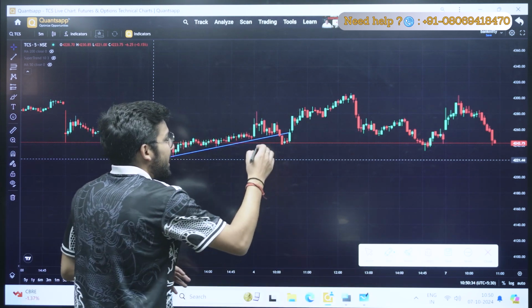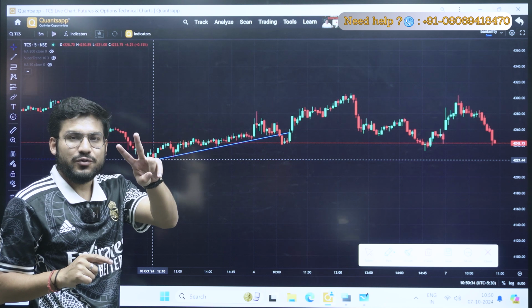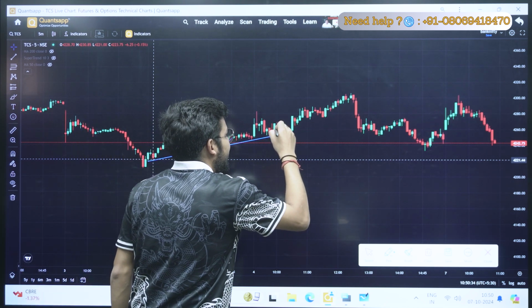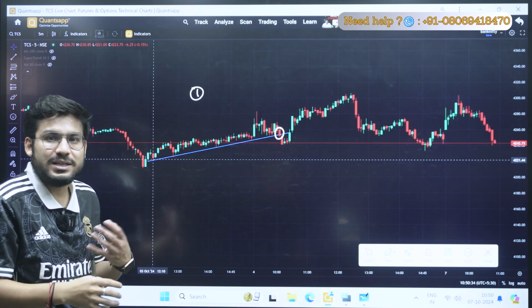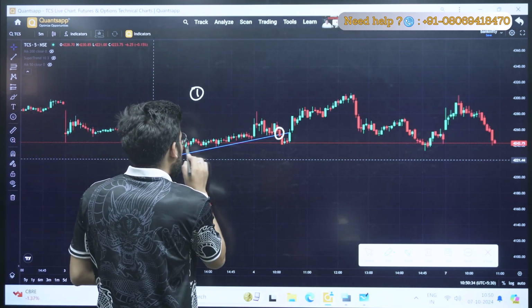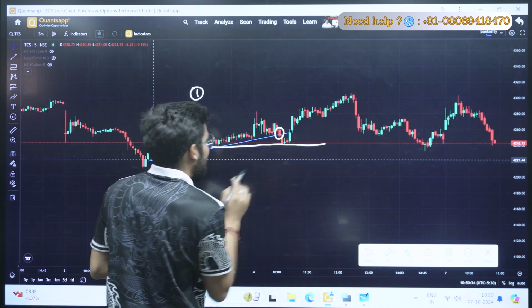Okay, so see, I could have gotten two confirmations here. First, my trend line was broken out. Okay, so that was the first confirmation for me. Now I will apply another confirmation with the help of support here. Okay, so I'll draw a support. Alright, I have drawn the support here.